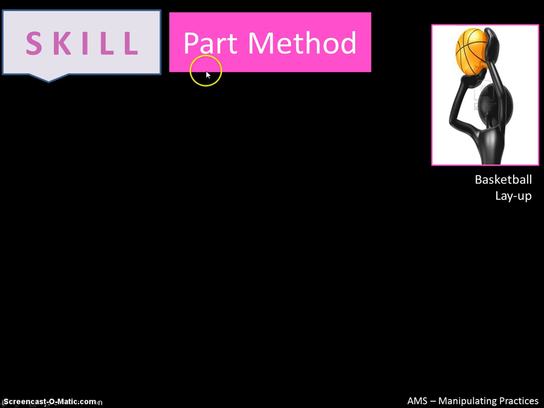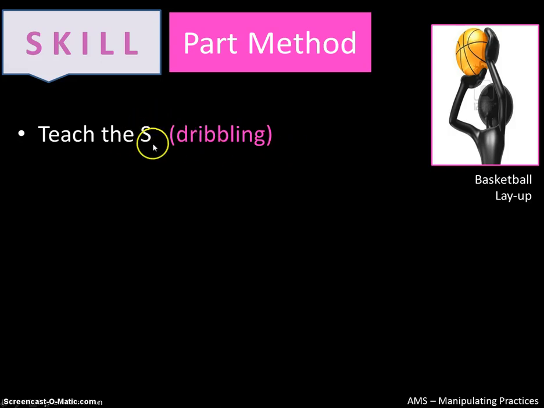So firstly, let's look at the part method of presenting a practice to a learner or manipulating a practice. And the example I've chosen is a basketball layup. So the process of this part method is you would teach one part of the skill. So I've kind of symbolized it by the S because the word's going to be skill. So I'd teach them part one separately, just the dribbling, because a layup is a dribbling shot. You dribble into the basket and you take your 2 steps and you make a shot on the basket. So you've taught them the first part.